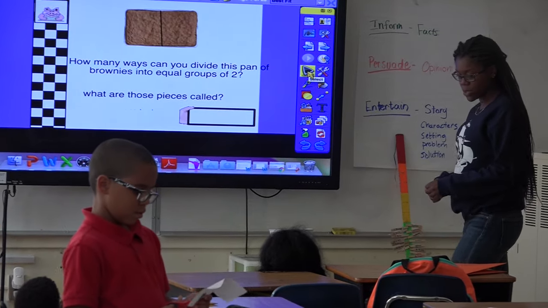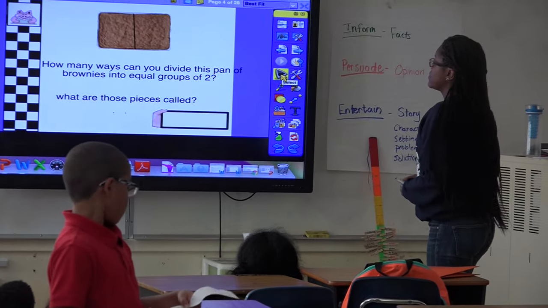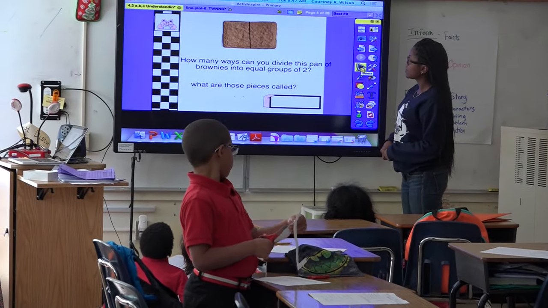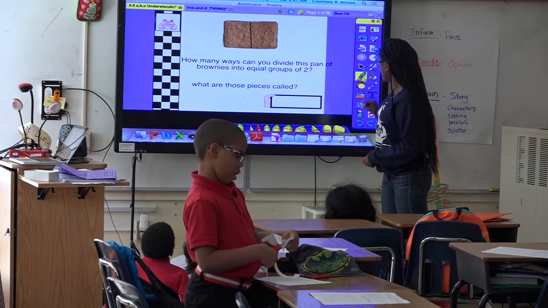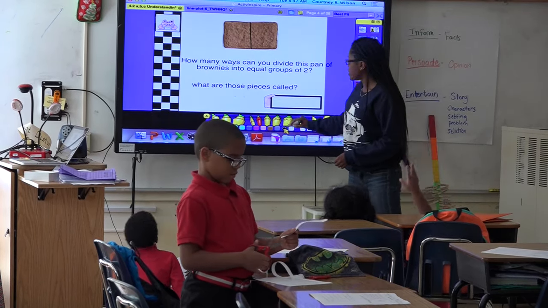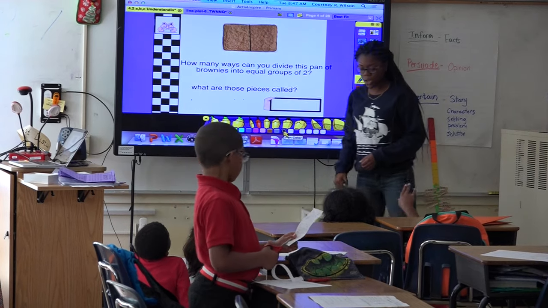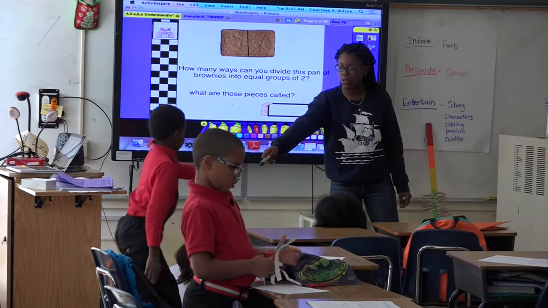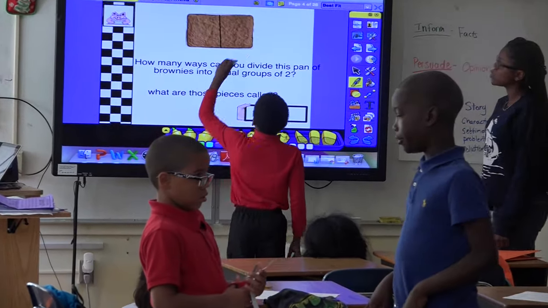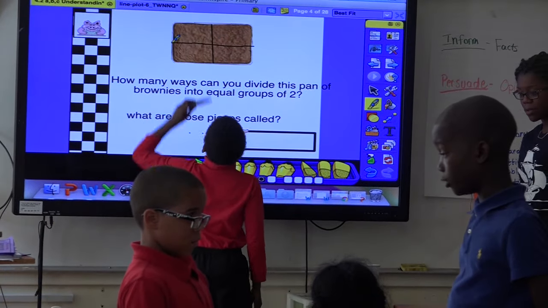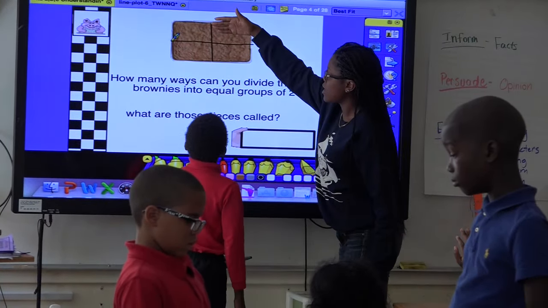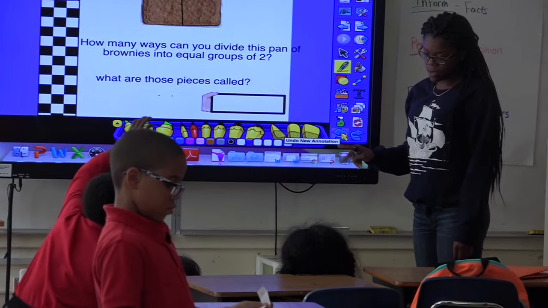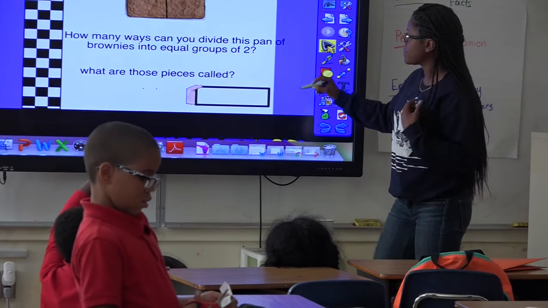Jacqueline, go ahead and read this on the board for me. How many ways can you divide this pan of brownies into equal groups? They took a line and divided it this way. Is there another way for us to divide it into two pieces? Draw it for me. I can go that way too, right? Yep. And then I have a half down here, a half down there. What are those pieces called when I break them up into two pieces? Each side is called a half.